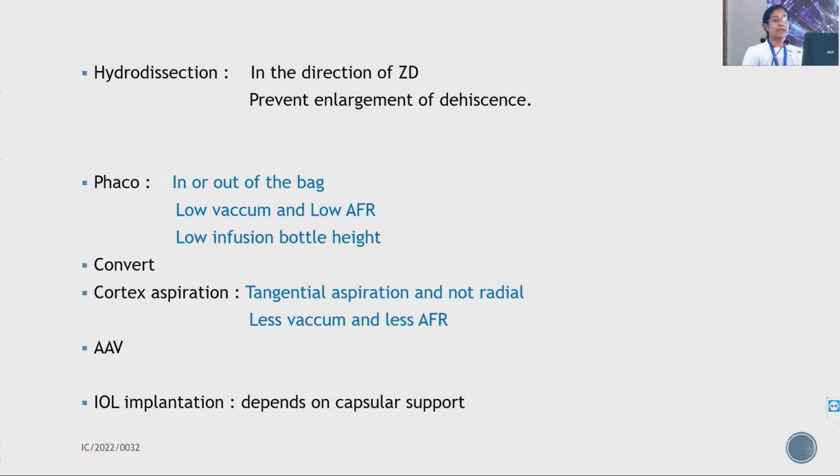Hydrodissection also should be very meticulous, it should be minimal, and it should be preferably done in the direction of zonular dialysis. Our aim is to prevent the enlargement of dehiscence. Phaco settings are very important, it can be done in or out of the bag. The settings should be low vacuum, low aspiration flow rate, and low infusion bottle height. The anterior chamber fluctuations should be kept at minimum. At any point the surgeon feels he should convert into more appropriate techniques. And the cortex aspiration should be tangential and never radial for the fear of increasing the zonular dehiscence.